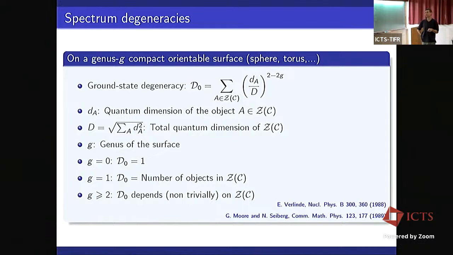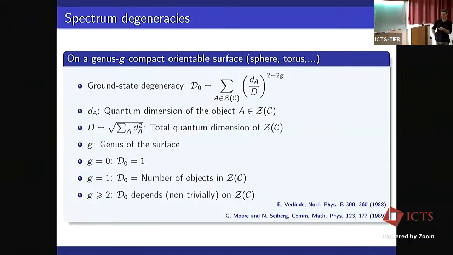But now if you switch to a larger genus surface, g larger than 1, then D naught depends non-trivially on Z of C, because you can see that it depends really on the quantum dimensions. In other words, it really depends on the fusion rules of the system.